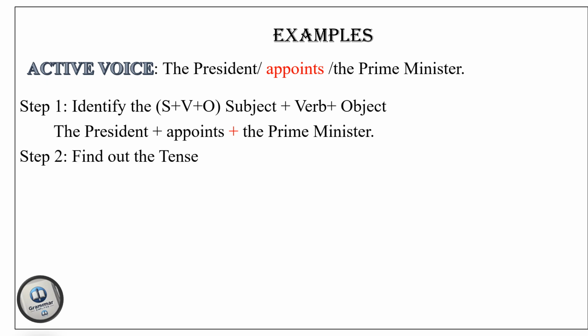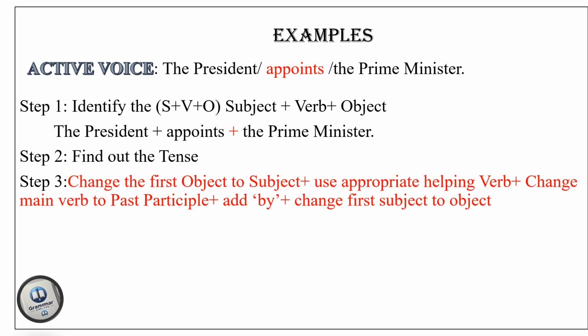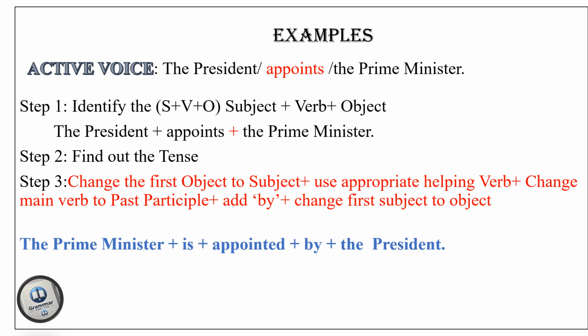Second step, find out the tense. Here, the verb appoints is in which tense? Appoints is in present tense. So, use helping verb is. So, first rule, change the first object to subject, then use the appropriate helping verb, then change the main verb to past participle, add by, and change the first subject to object. So this is the easy way of changing from active voice to passive voice.